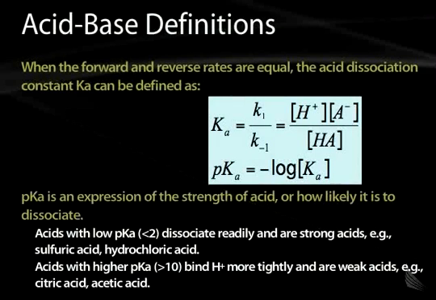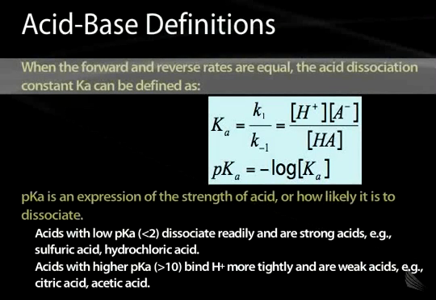Now, eventually what will happen is that these two rates will reach an equilibrium, and that allows us to define a dissociation constant. So at particular concentrations, the rate of K1 and the rate of K-1 will be equal, and that defines this association or dissociation constant Ka. So K1 over K-1 can be described as Ka, and that is the concentration of the proton times the concentration of the conjugate base, divided by the concentration of the acid, and that'll give you the dissociation constant Ka. Now we take the negative log of Ka to give us a value that we call pKa. And pKa is an expression of the strength of an acid, or how likely it is to dissociate.